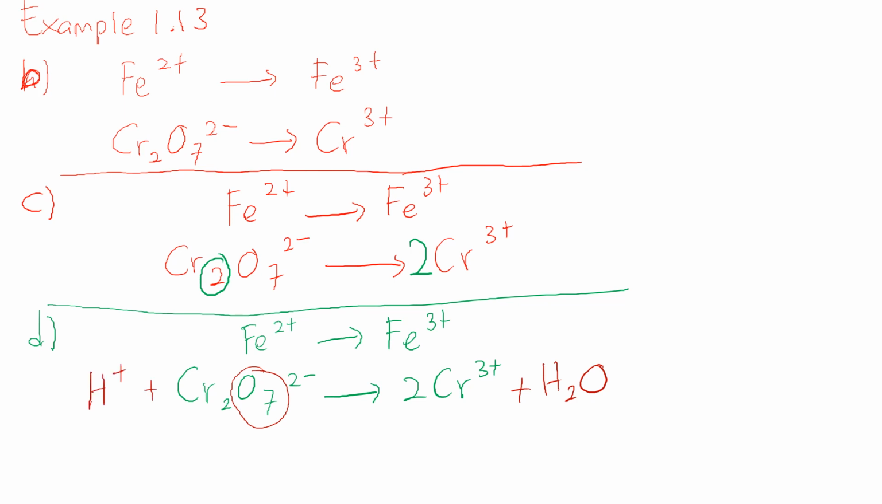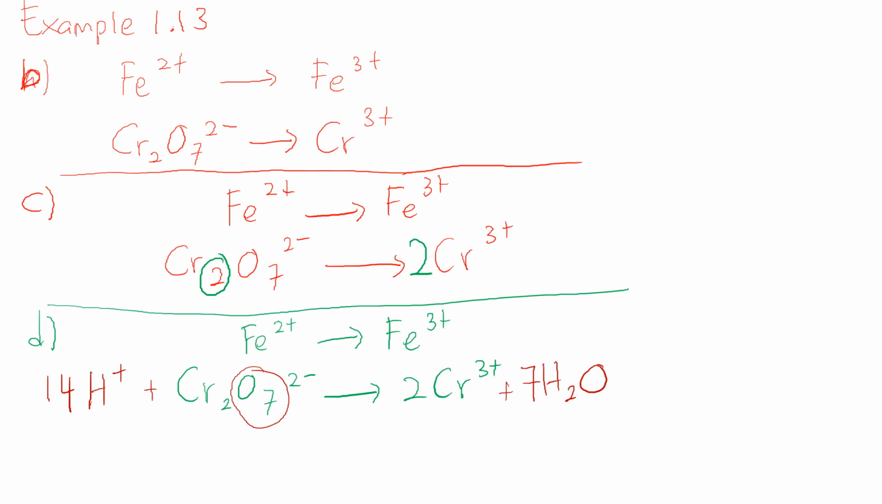So balance the O first. 7 O, so this one will be 7 H2O. 7 H2O gives 14 H plus here. So this is okay for step D.